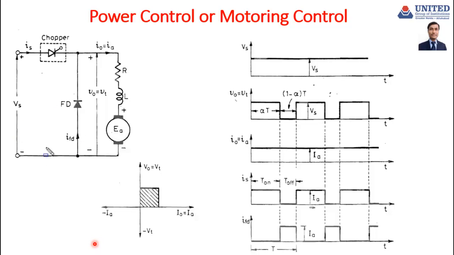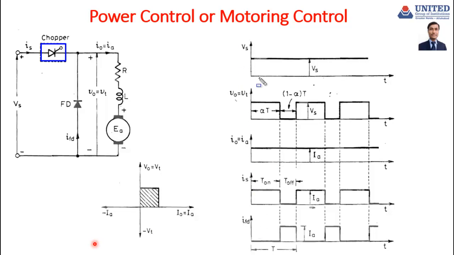Here we see the arrangement of chopper fed DC drives. In this arrangement, the DC to DC converter, meaning the DC chopper, may be a transistor, IGBT, MOSFET, or force commutated thyristor. This drive operates as a first quadrant drive. Here we see various waveforms.